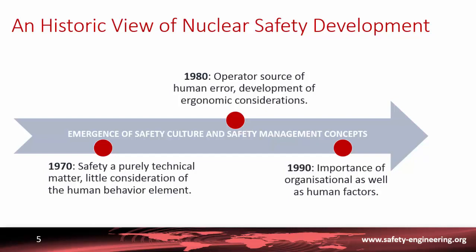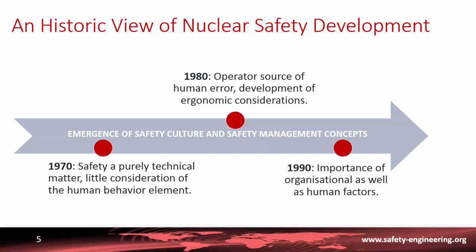Where we are now, I think it's important to look back and to give a sort of historic view of nuclear safety. Up to the 70s, safety was essentially a matter of design. And the designer, the engineer, had very technically focused views, and most of the safety considerations had a technical basis. And there was very little consideration of the human behavior element. As I say, sometimes the bright engineers that designed these facilities just forgot that they should be operated by a human. So this purely technical view was shocked by the Three Mile Island accident.